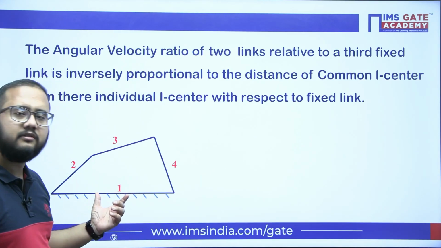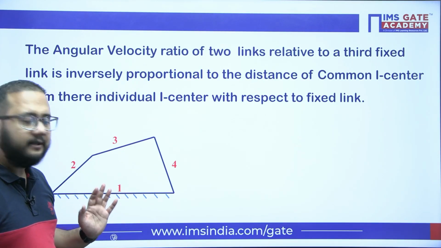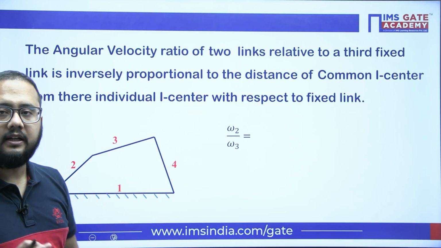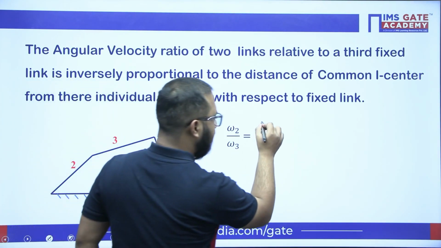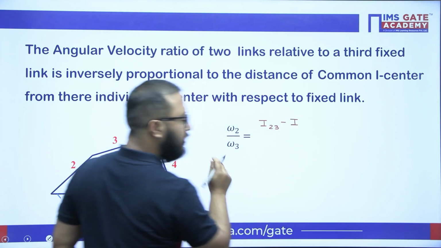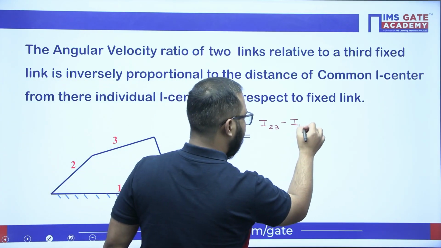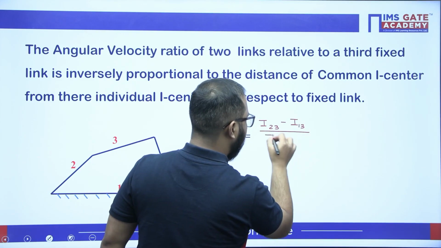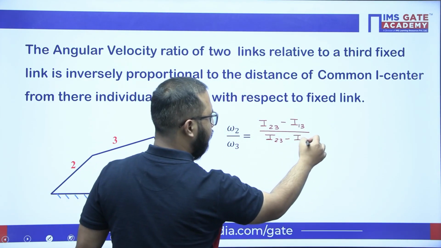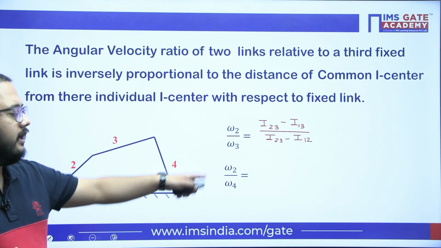Let us consider first of all a 4-bar mechanism, links 1, 2, 3, 4, link 1 is fixed, right. Now, if I have to write omega 2 by omega 3, how will I write it? First of all, the common eye center will be I23. So, the distance of I23, that is the common eye center, from the eye center of link 3 with respect to fixed, that is I13, divided by the distance of the same common eye center I23 from the eye center of link 2 with respect to fixed, that is I12.